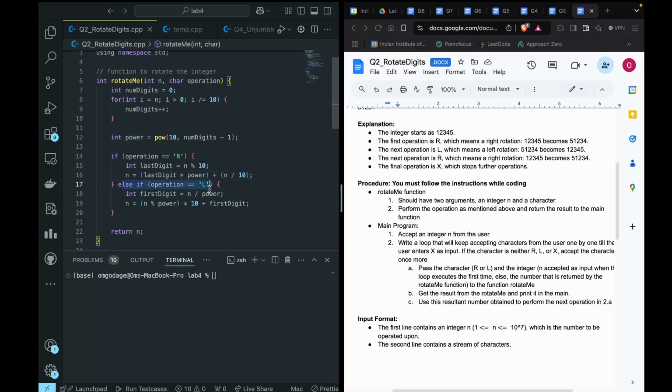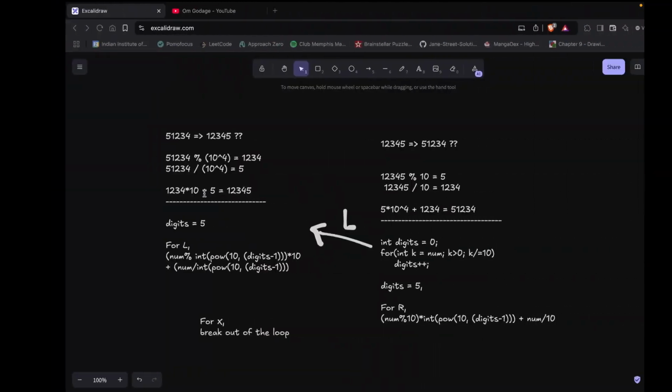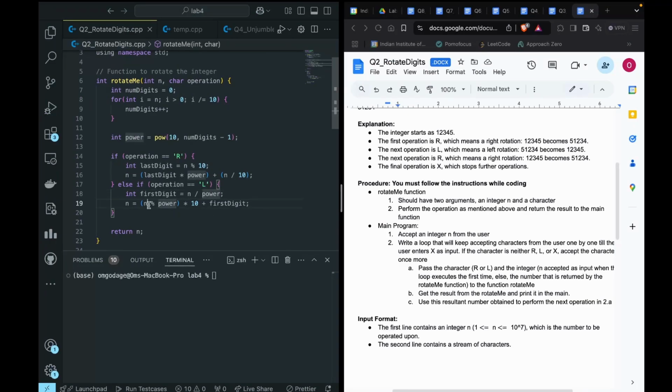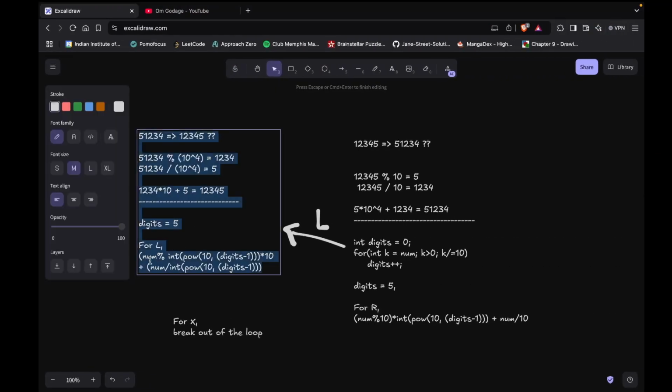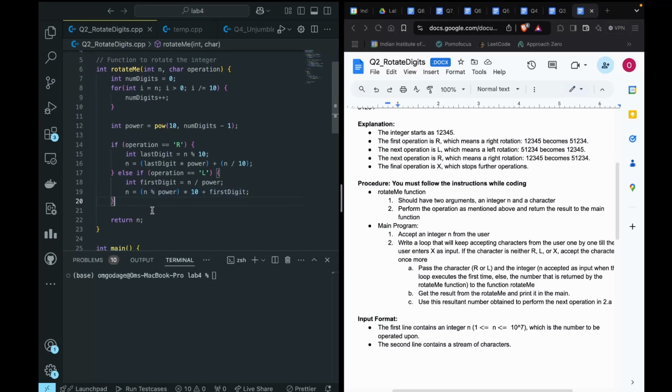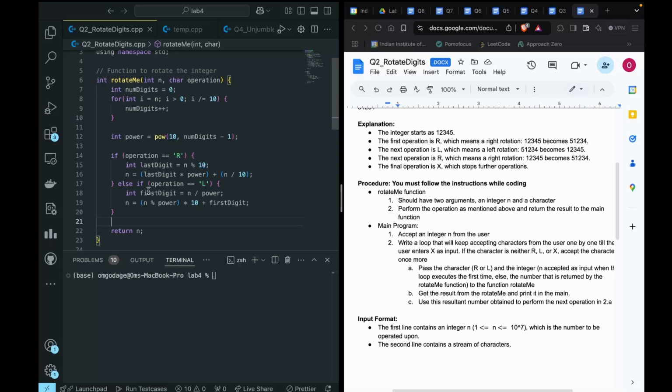Otherwise, if the operation was L, then you remove the first digit by dividing n with power. So this is the first digit over here, this part, and then you take the remainder of n with power. So the first part, remainder of n with power, multiply it with 10, and then add first digit in, and then you return the value of n from here. That is the rotate me function.